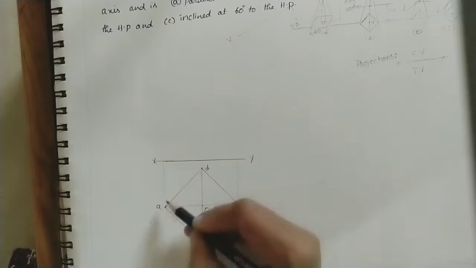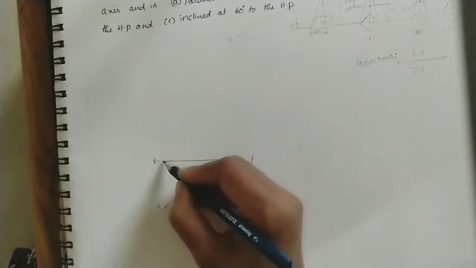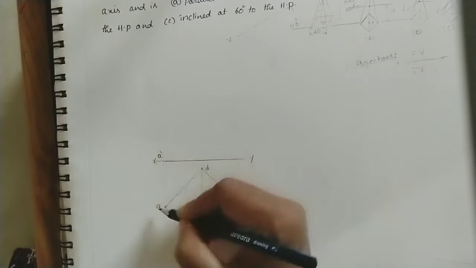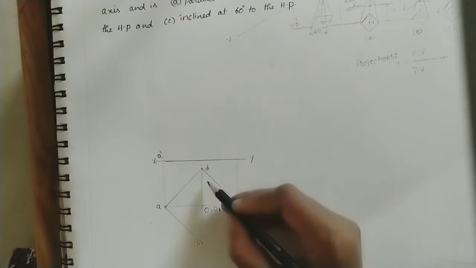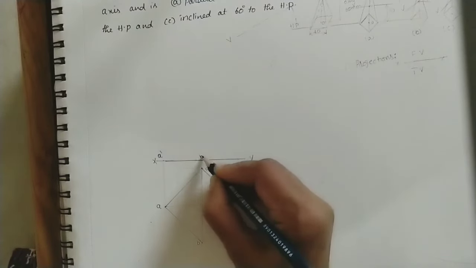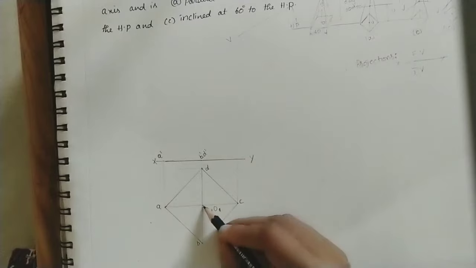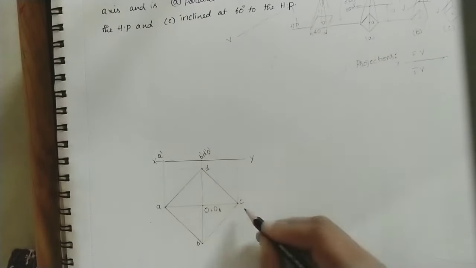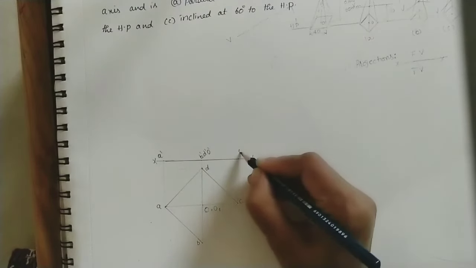These are the front view points. For top view we are giving small letters. For front view we are marking the same letter with dash. Okay, here B dash, D dash, and then this center is also coming O dash, and here it is C dash.